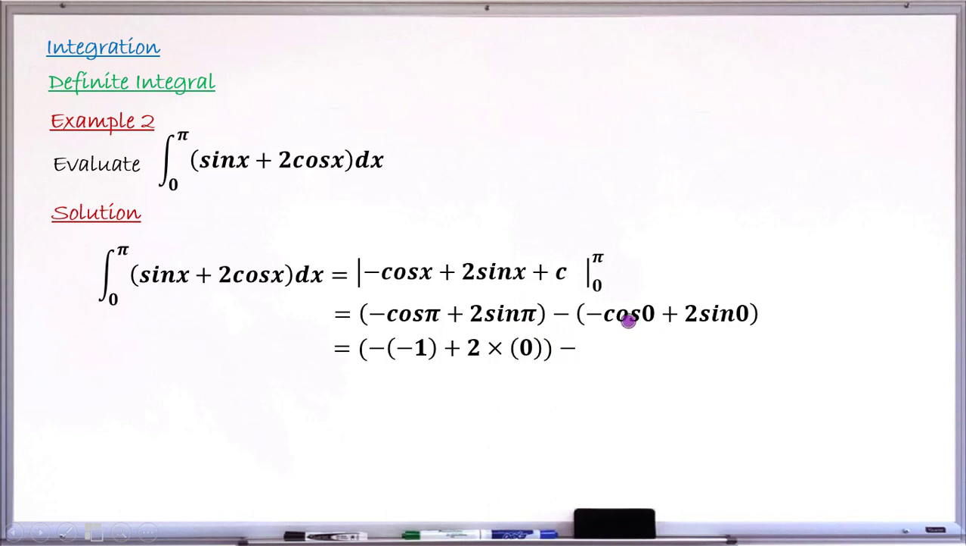I'll now find what is cos 0 and what is sine 0. Cos 0 is nothing but 1 positive, and sine 0 is 0. So you now have this minus, I copied it. Then cos 0 is positive 1 plus 2 times sine 0, but sine 0 is 0. So I'm going to simplify the two brackets.